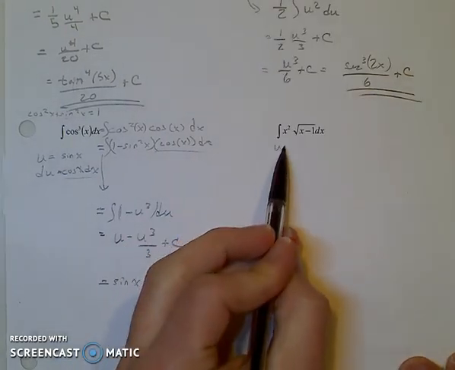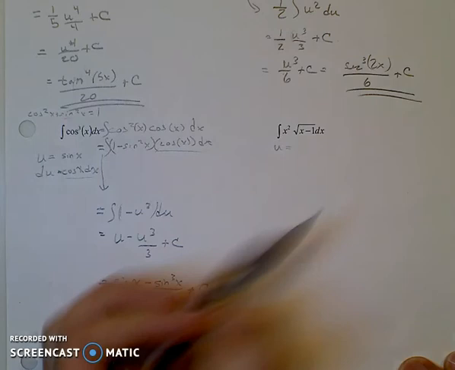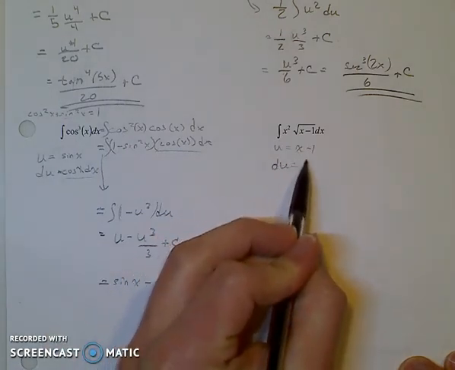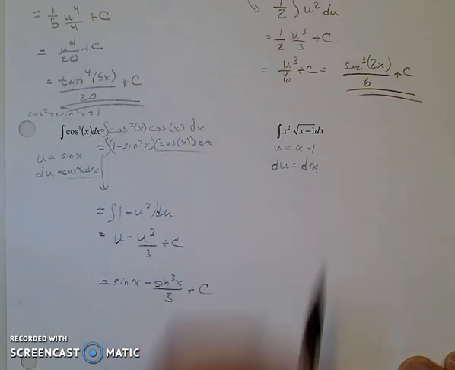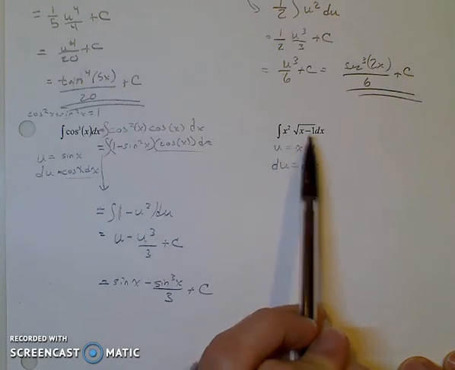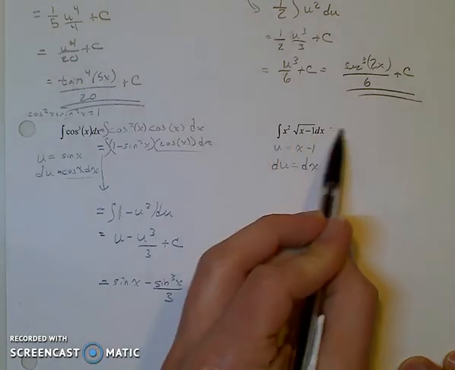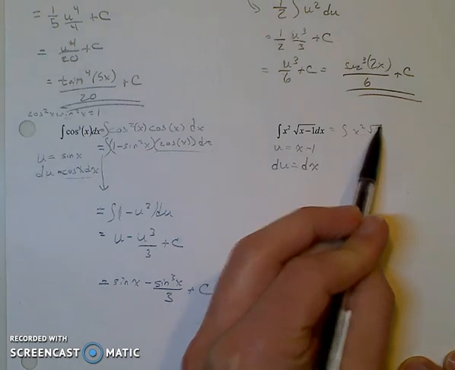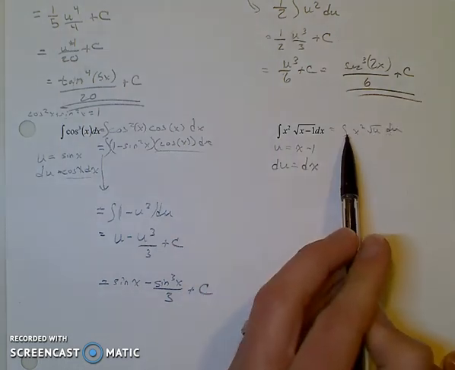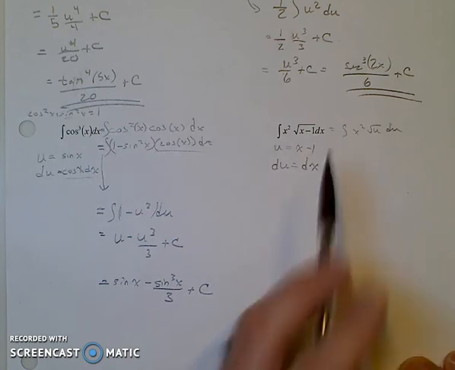So u must equal what? Well, it has to equal what's inside the square root, x minus 1. So du equals dx. Well, that's not going to help us, is it? Because x squared is here, and right now we've got the integral of x squared, square root of u, du, but we can't have a du here because this is not in terms of u.